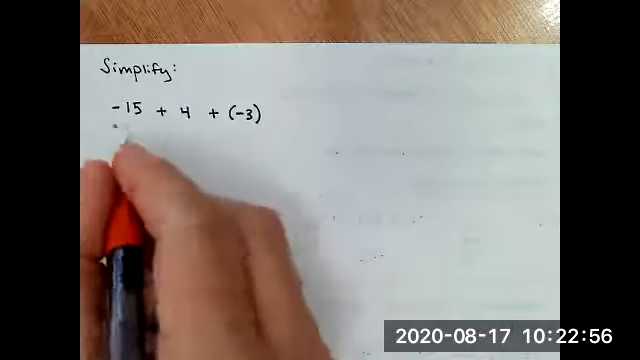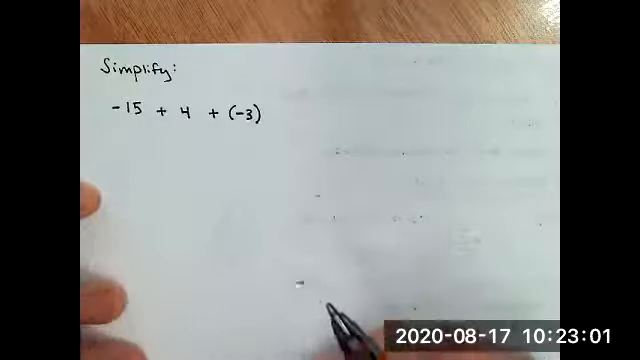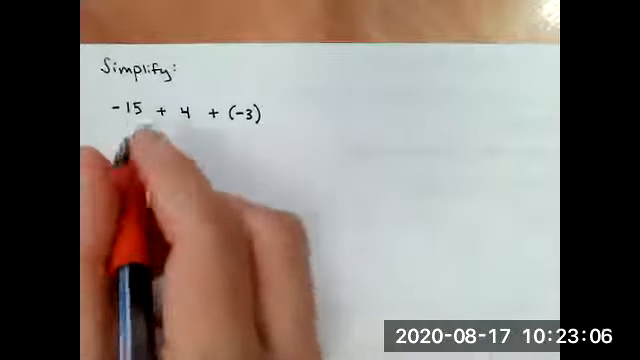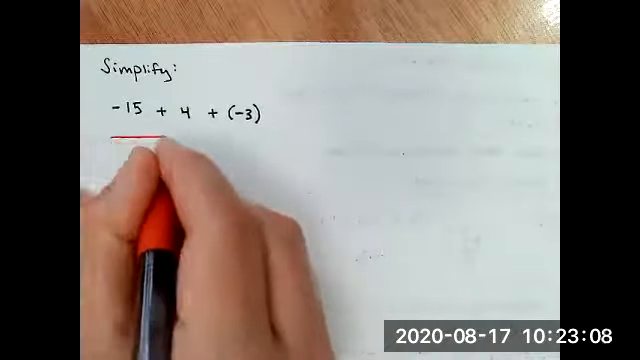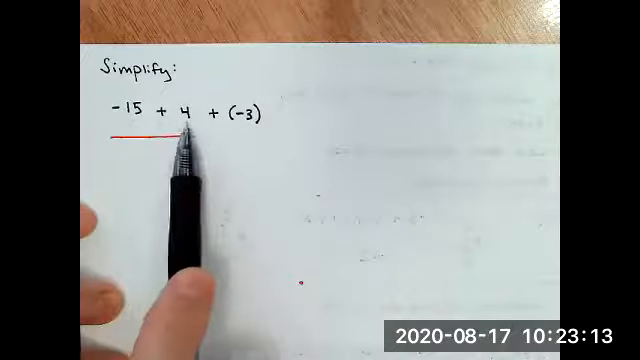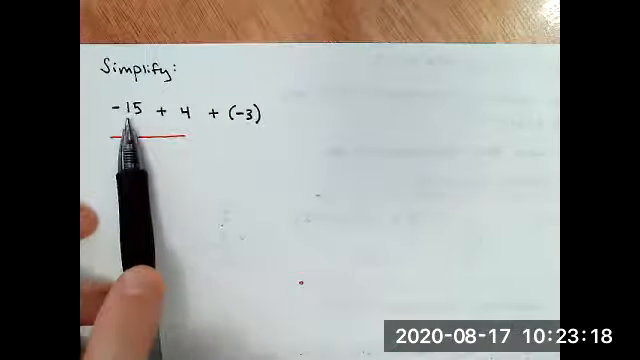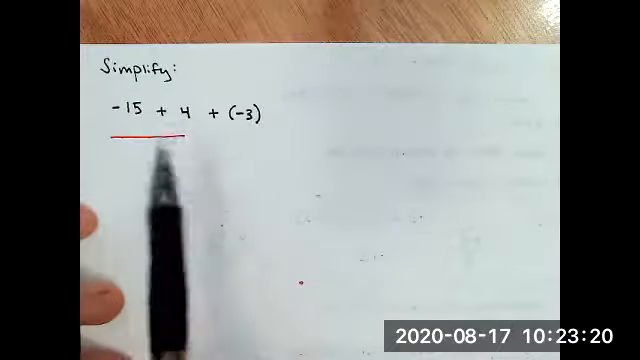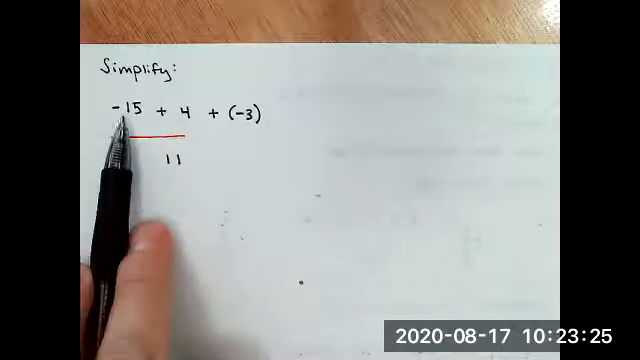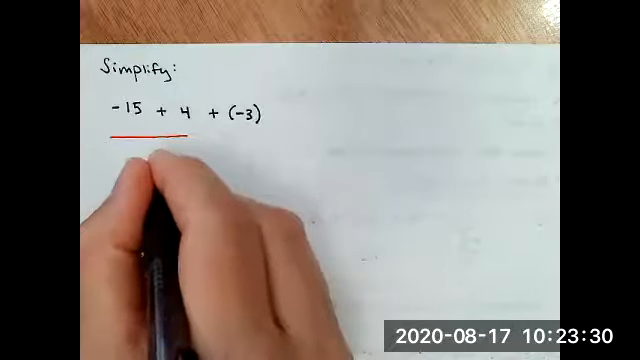All right, if you have negative 15 plus positive 4 plus negative 3, remember when you add and subtract, you go left to right in the order that they appear. So negative 15 and positive 4 have different signs. So you take the difference. So the absolute value of 15 is 15. Take away 4 and you get 11. But the number with the larger absolute value is negative. So that result is negative.